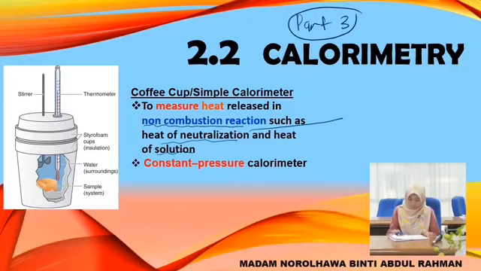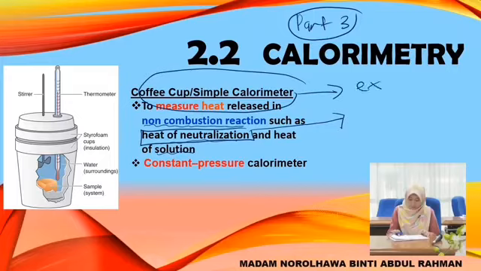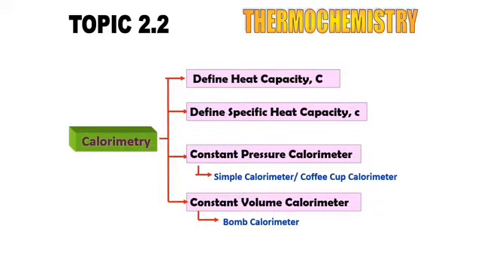But for our syllabus, kita fokus pada enthalpy of neutralization for the coffee cup calorimeter. So this one kita akan apply in experiment 2. Kalau tadi bomb calorimeter to measure the heat release in combustion process, yang ni untuk heat release for the non-combustion such as for the heat of neutralization. So kita dah settle ni, the last one kita nak copy ni. Okay.